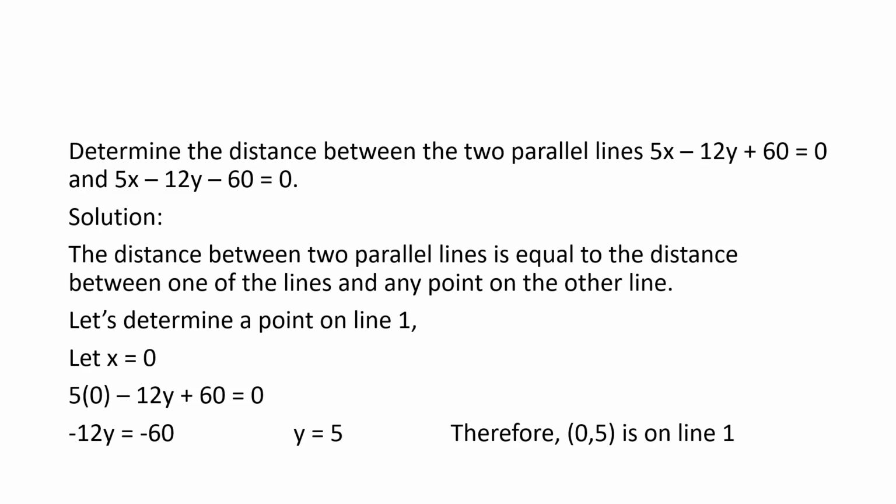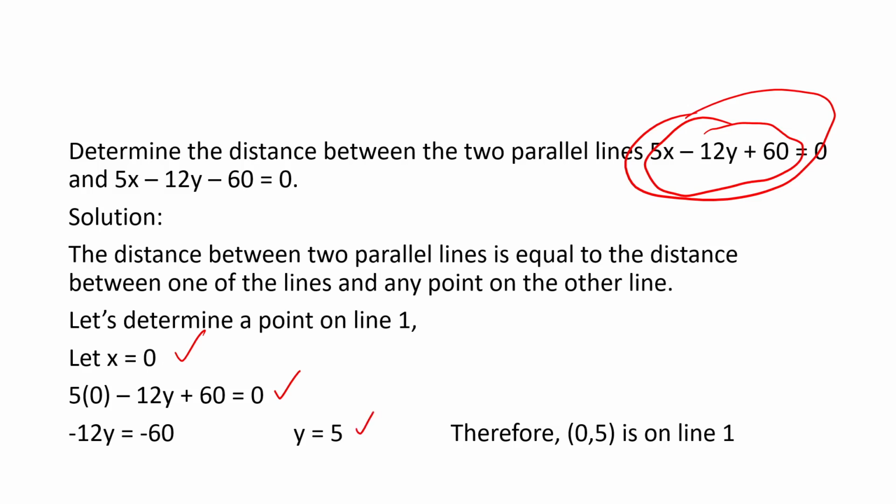We'll determine a point on line 1. So what we're going to do is let x or y have any value we wish. I'll let x equal 0. Letting x equal 0 and substituting into this equation right here, we get 5 times 0 minus 12y plus 60 equals 0. Ultimately, y equals 5. So we can figure out that the point (0, 5) is on line 1.